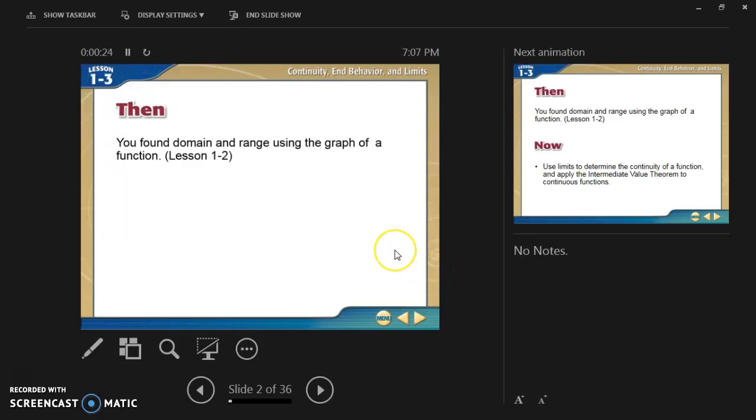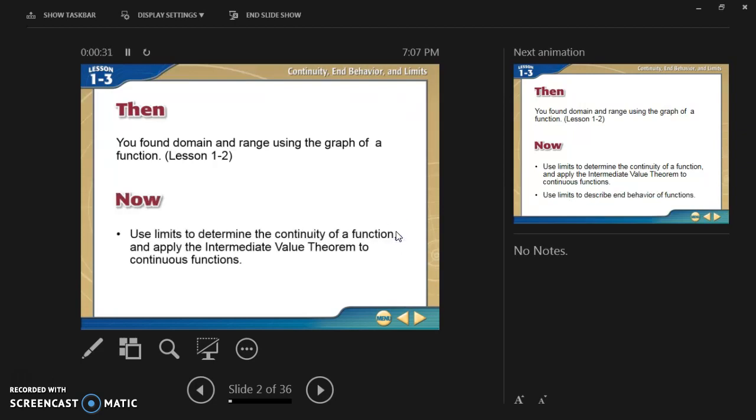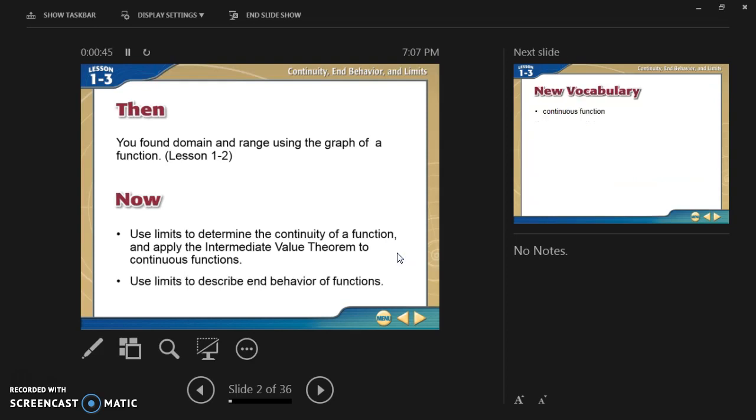Okay, so in the last lesson, we looked at how to find domain and range using the graph of the function. Now we're going to use limits to determine the continuity of a function, and we're also going to apply the intermediate value theorem and the corollary to that, the location principle, to work with continuous functions. We also want to be able to use limits to describe end behavior of functions.